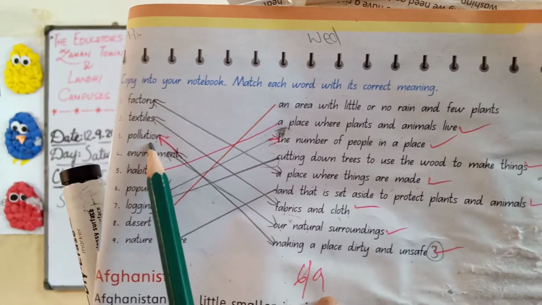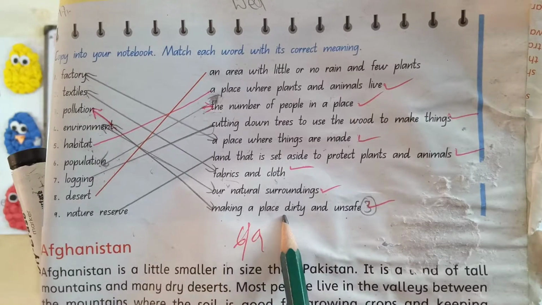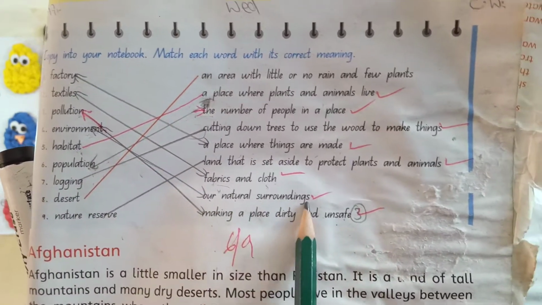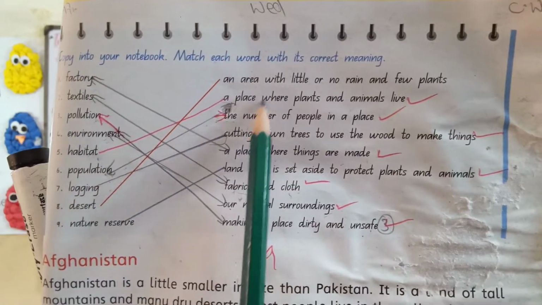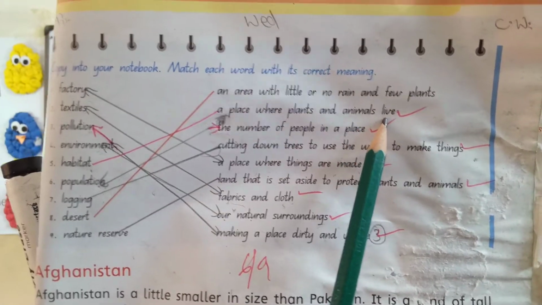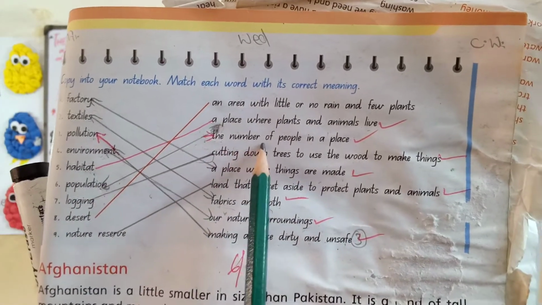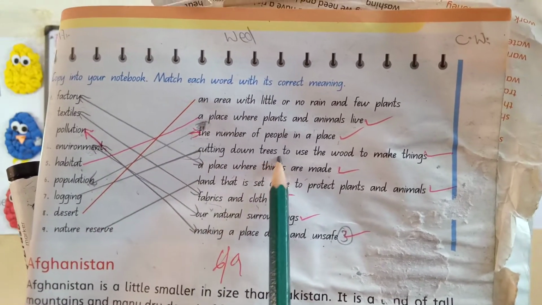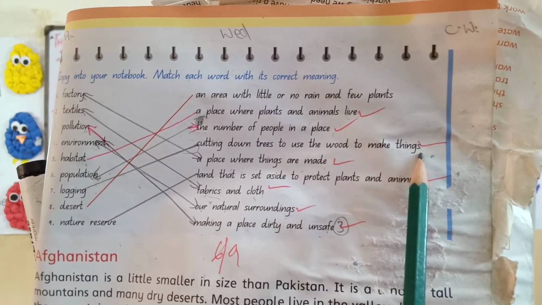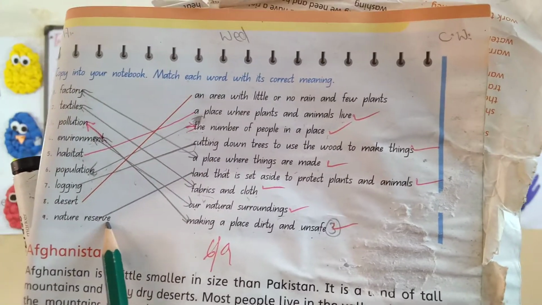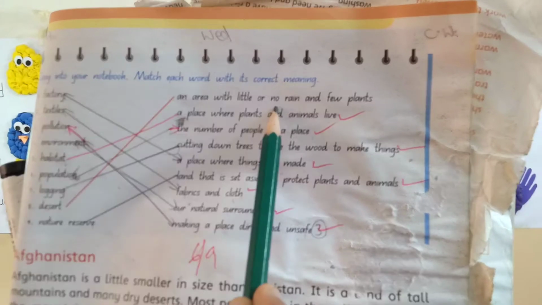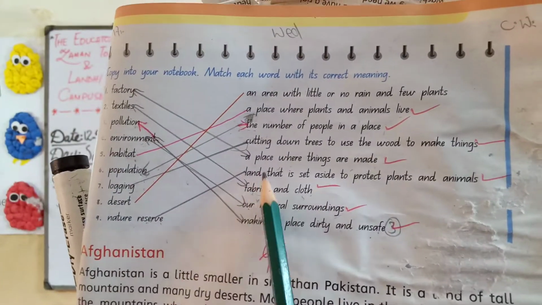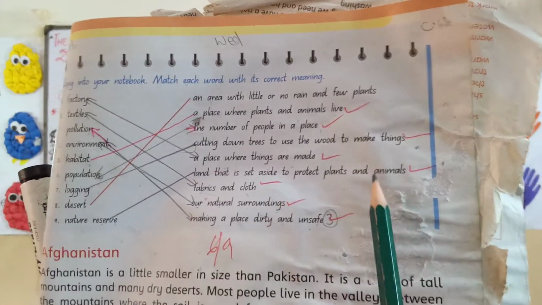Then pollution, making a place dirty and unsafe. Environment, our natural surroundings. Then habitat, a place where plants and animals live. Population, the number of people in a place. Logging, cutting down trees to use the wood to make things. Desert, an area with little or no rain and few plants. Now nature reserve, land that is set aside to protect plants and animals.